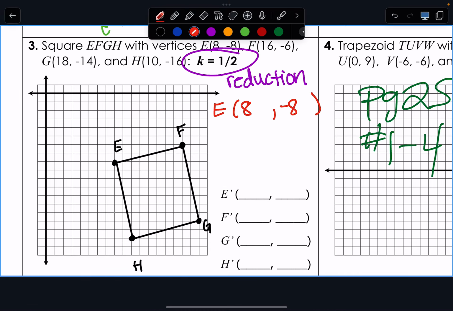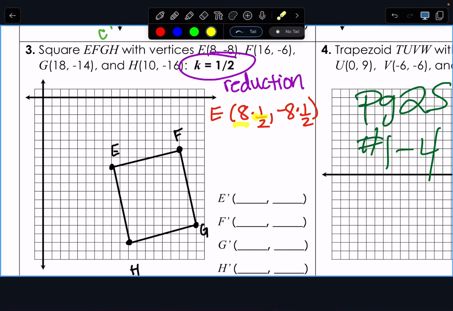We are still multiplying by our scale factor. So we are going to multiply by 1/2, which means we're taking 8 times 1/2. And 1/2 just means 1 divided by 2. So we are taking 8 times 1 divided by 2. What is 8 times 1 divided by 2? And what is -8 times 1 divided by 2? -4.